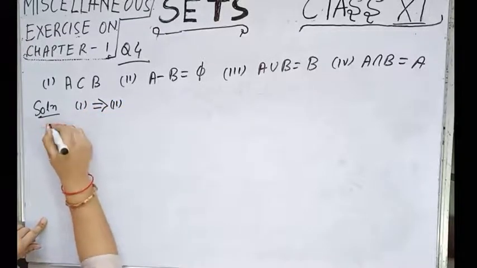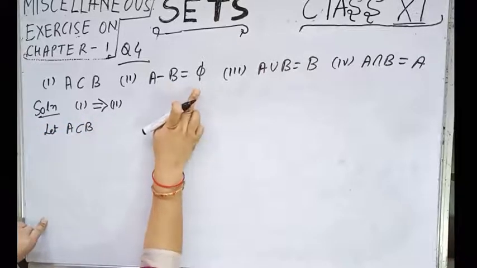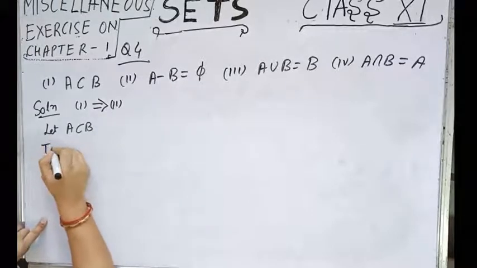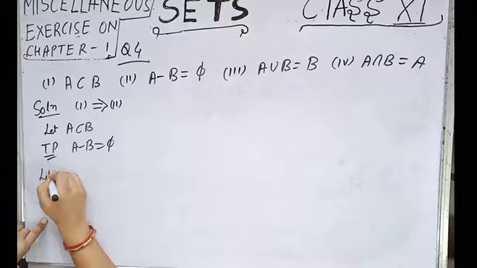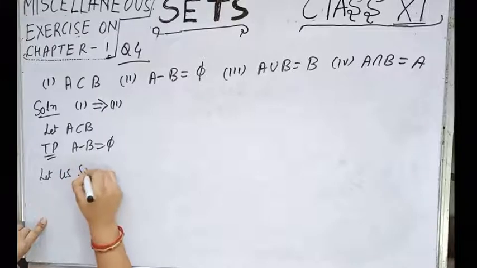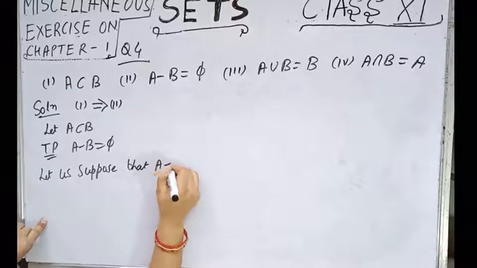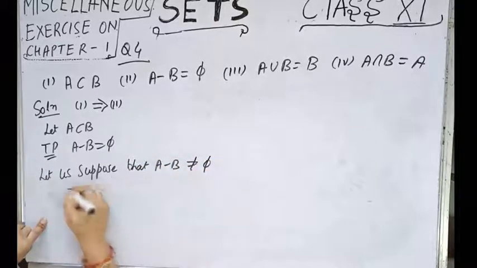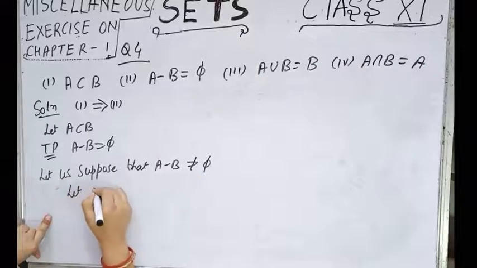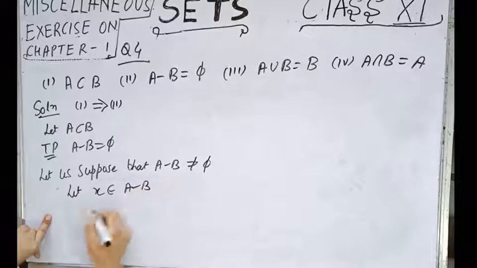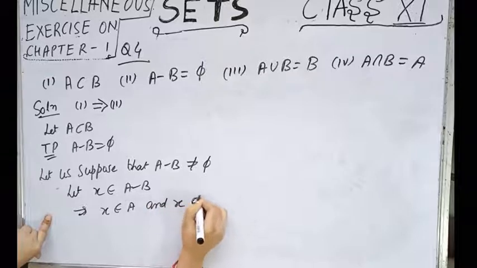So what is given? Let A is the subset of B. What we have to prove? A minus B equals to 5. Now to prove A minus B equals to 5, let us suppose that A minus B is not equals to 5. If it is not 5, then obviously an element belongs to this. So let x belongs to A minus B. This implies x belongs to A and x does not belong to B.